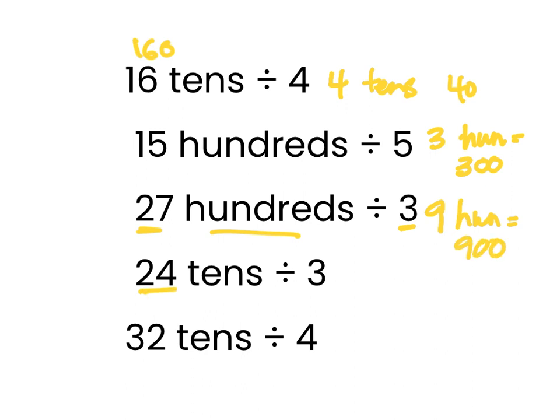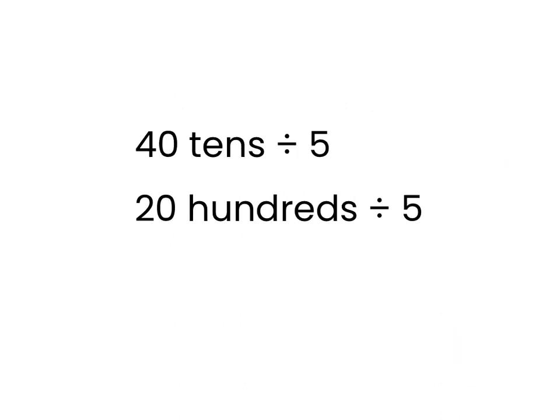24 tens divided by 3, well, that's 8 tens, or 80. And 32 tens divided by 4 is also 8 tens, which is still 80. All right, let's look at that next page. 40 tens divided by 5, well, 40 divided by 5 is 8, and 8 tens, since it was 40 tens, but then we'll be left with 8 tens.